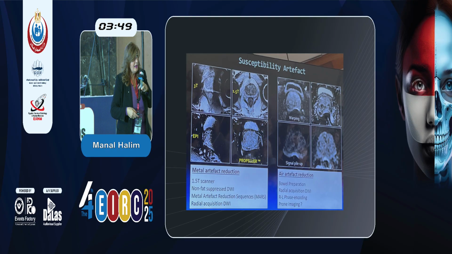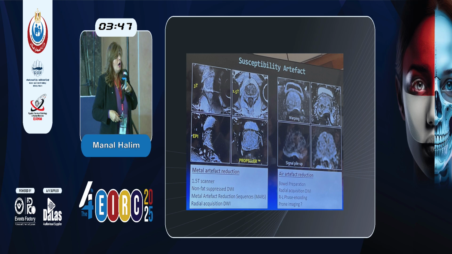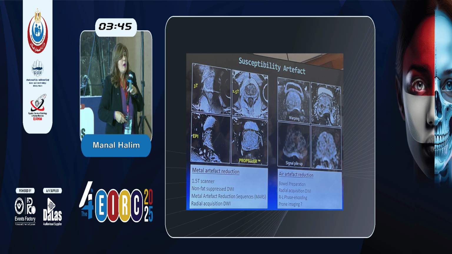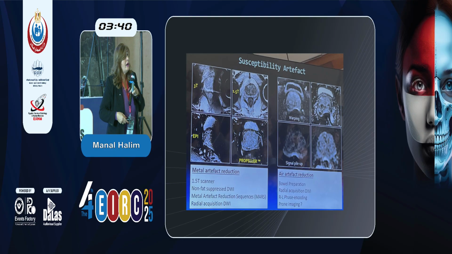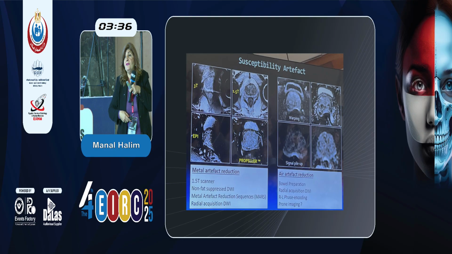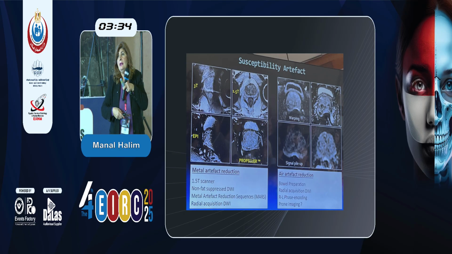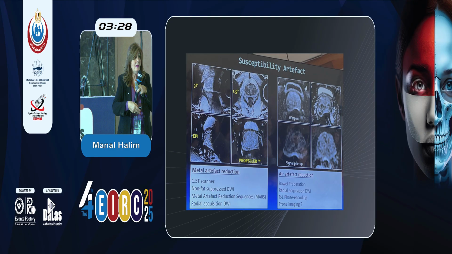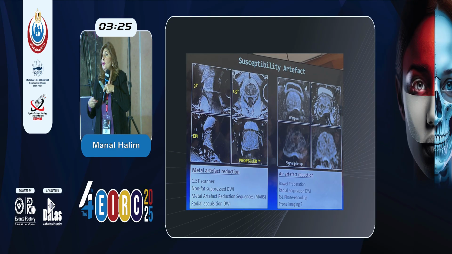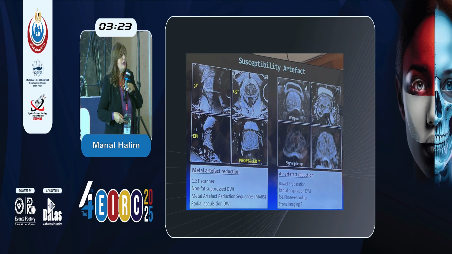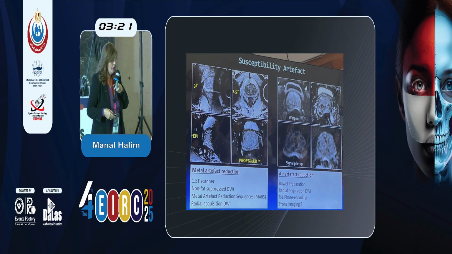While for air artifact reduction, we can overcome this artifact by doing bowel preparation for the patient, by radial acquisition of diffusion weighted images, or right to left phase encoding, and sometimes they use the prone position. However, the prone position needs time because you have to get the patient off the bed and return the patient to the bed and then put the coil again, and sometimes it gives you bad T2 weighted images, so prone imaging of the prostate is not preferable.